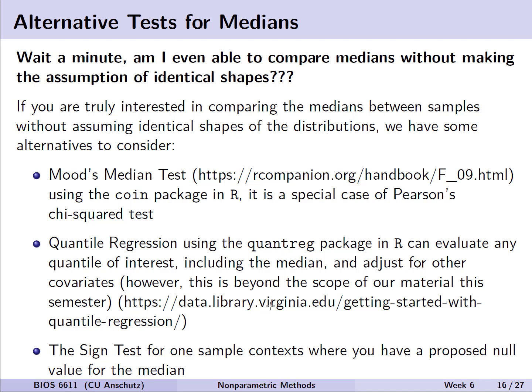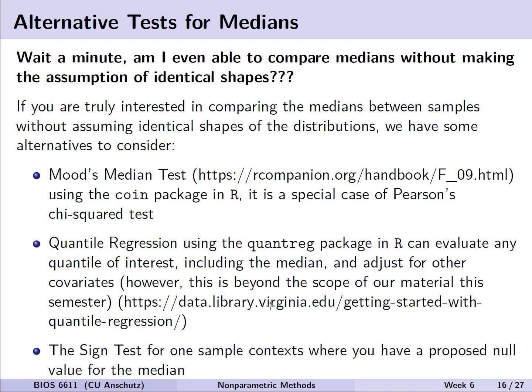Okay, so maybe at this point you had heard before there was a test of the medians, and I hopefully have thoroughly discouraged you that that is not the case, at least not wholesale. But you may now be wondering, am I even able to compare medians without making the assumption of the identical shapes of the distributions, or is statistics total trash?